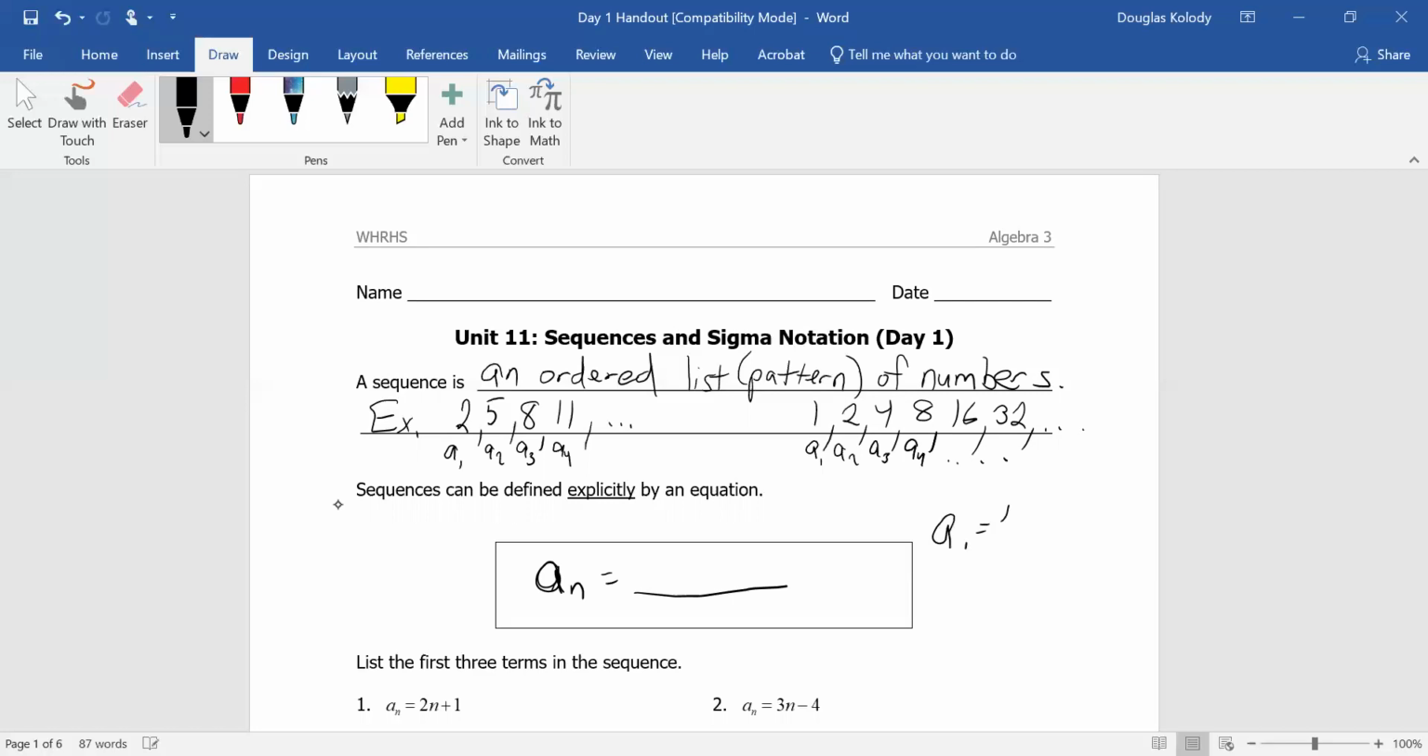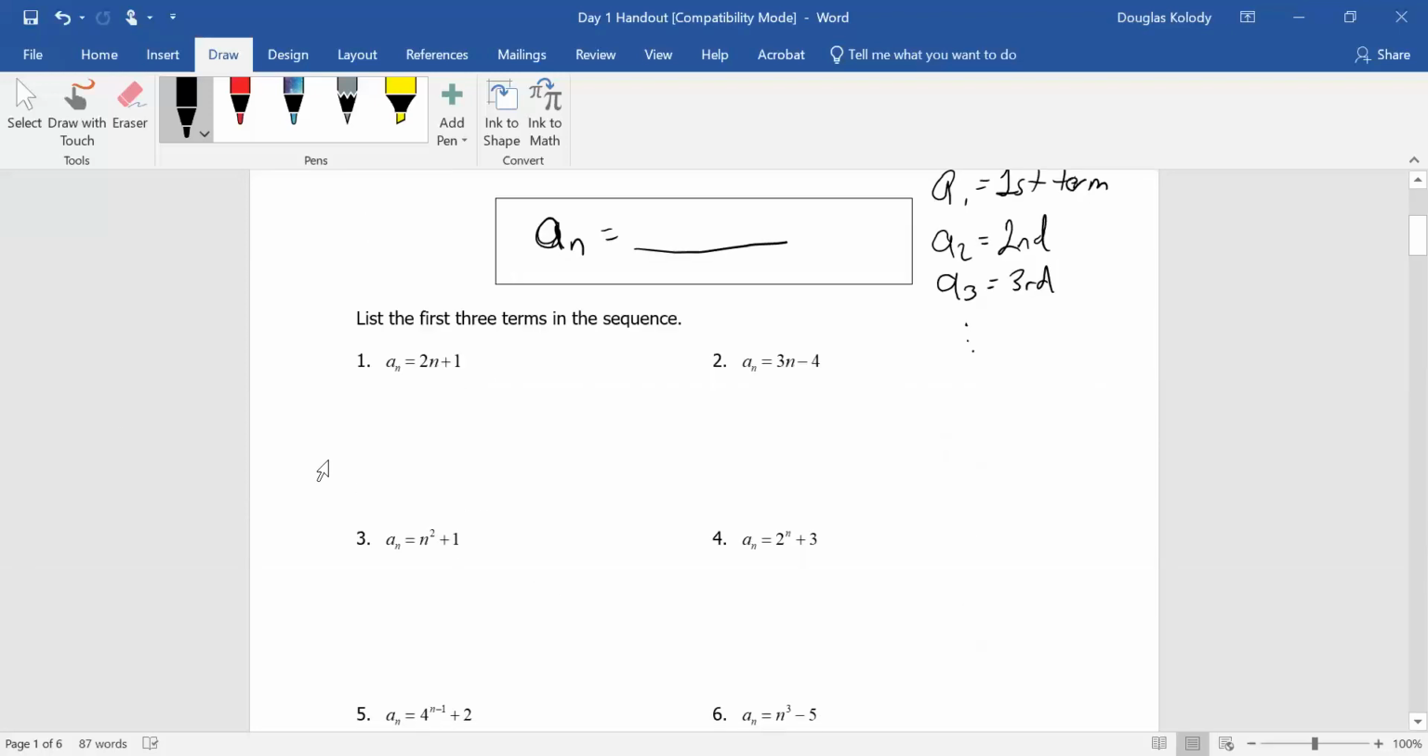Okay, and so I'll write that down. A sub 1 represents the first term, and I apologize, that's my daughter playing with the science project next to me. A sub 2 is the second term, and A sub 3 is the third term, and so on and so forth. So look at the directions for this first section. Find the first 3 terms. So you know what that means to me? It just means do A sub 1 equals, A sub 2 equals, and A sub 3 equals.